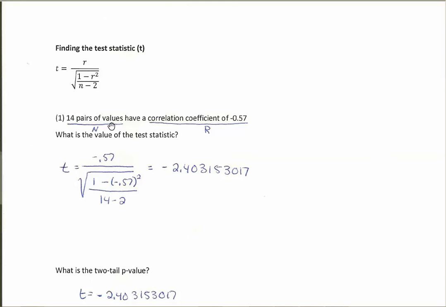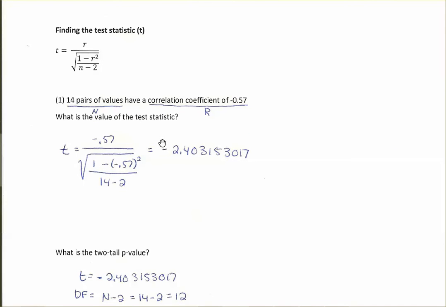The pairs of values, those are our n. So our n is 14. And a correlation coefficient, so an R of negative 0.57. So what's the value of the test statistic? So we just have our t is equal to negative 0.57 over the square root of 1 minus negative 0.57 squared over 14 minus 2, which is equal to negative 2.40135.